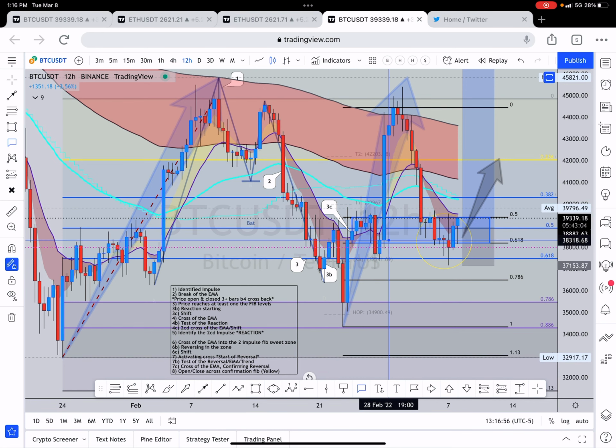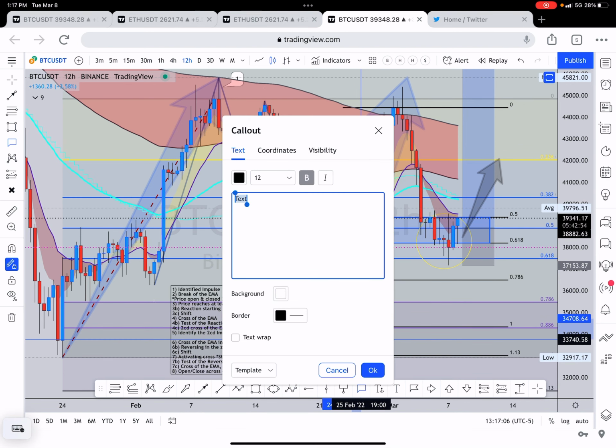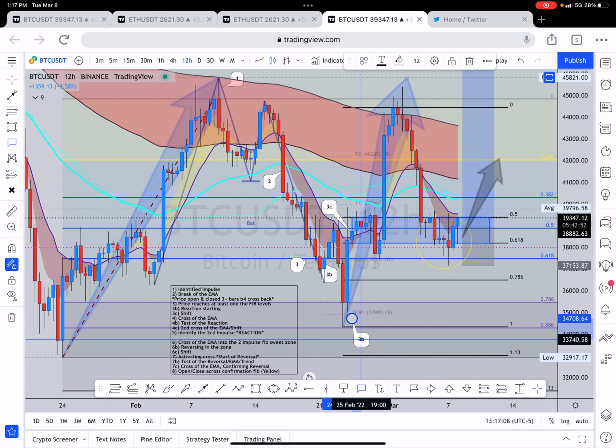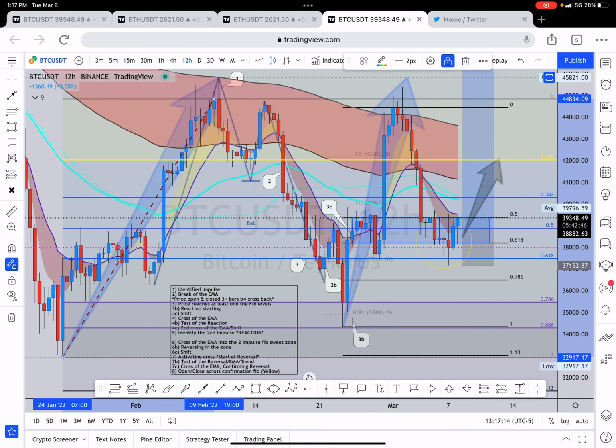And then if you paid attention here, you see that price reached the 786 and 886. That is a whole other zone that is considered a fib zone. So we're going to mark that as our 3B, because that zone is just as important to visually see that it was reached. Every time price reaches a fib level, that is a potential entry level.